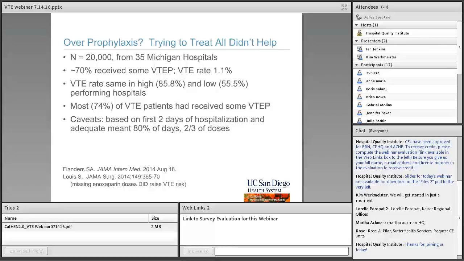Now there are some caveats. They really just looked at the first 2 days of hospitalization, and for them, if you got 80% of your days or 2/3 of your doses, that was considered adequate. We wouldn't consider that optimal.